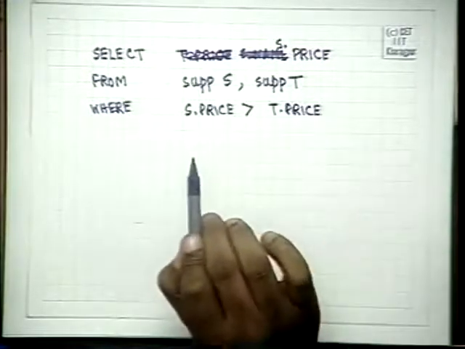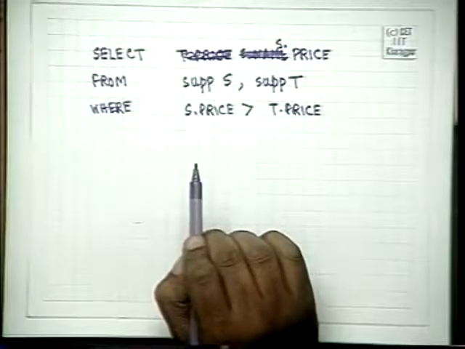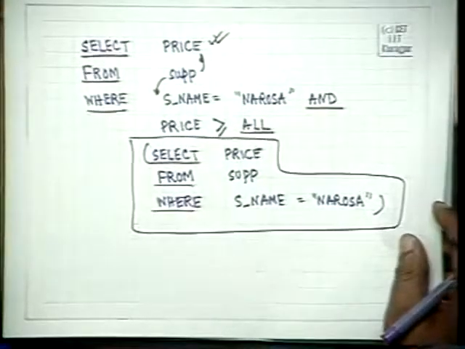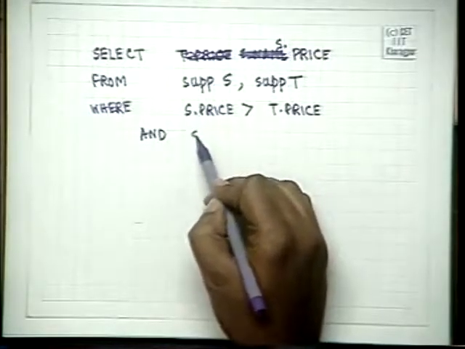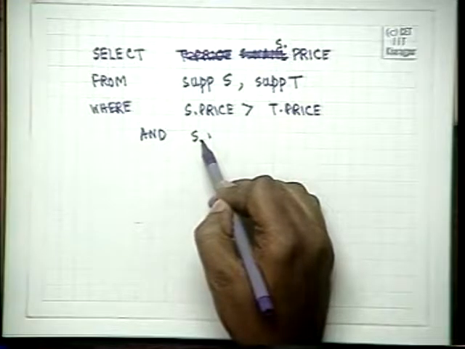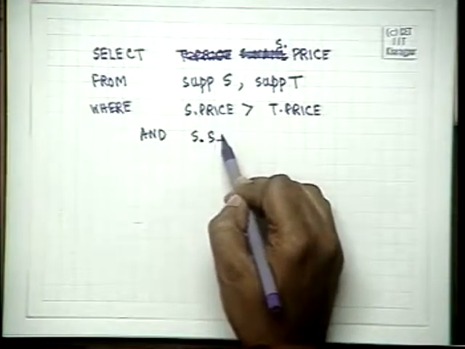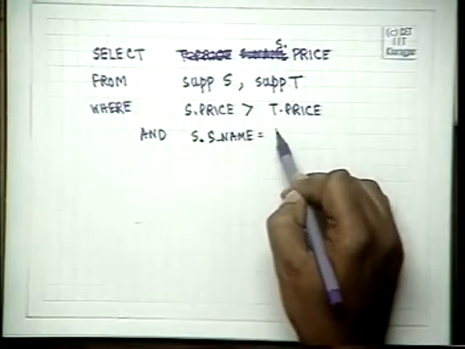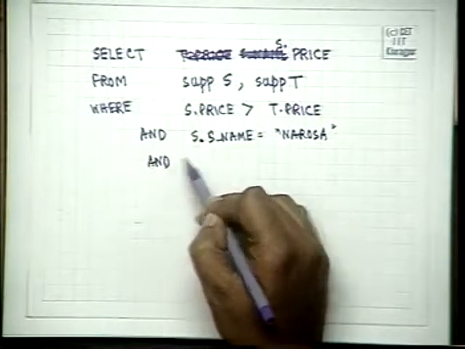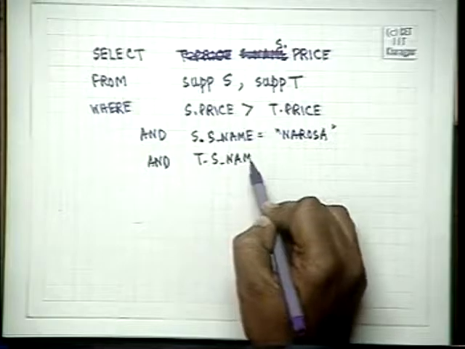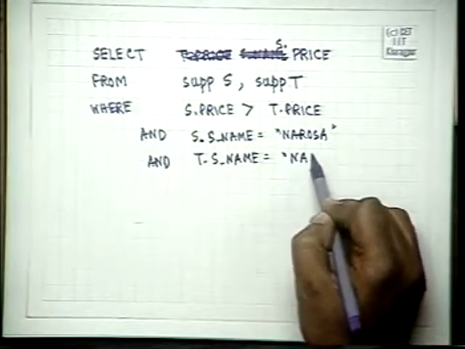Very interesting. Let us see. Does this give us the maximum price of Narosa? This definitely gives us the maximum price of Narosa. This we are sure. The price of the highest, the book which has got the largest price supplied by Narosa. And here, obviously, what do you want? S dot sname equal to Narosa, and T dot sname equal to Narosa, isn't it?